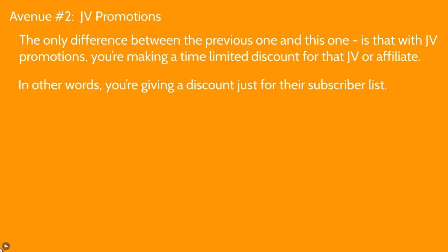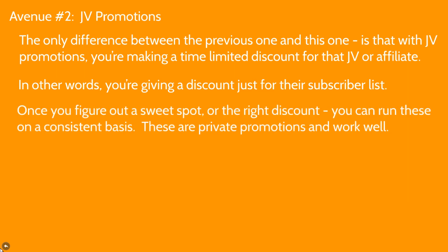So anybody who goes to your front page, they're going to see, let's say, for example, the previous example, that as $77. But you're going to have a different landing page, a different duplicate of the sales page where your JV is going to send their traffic to, and they're going to see a discount just for that page. Now, once you figure out the sweet spot or the right discount, you can run these on a consistent basis.